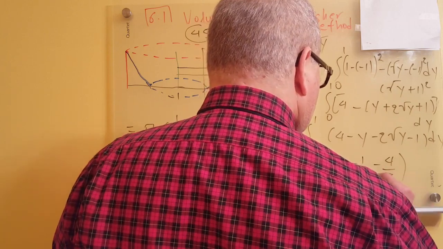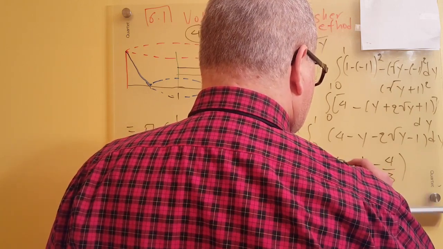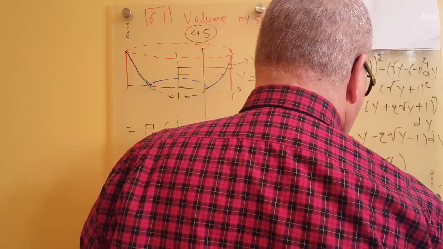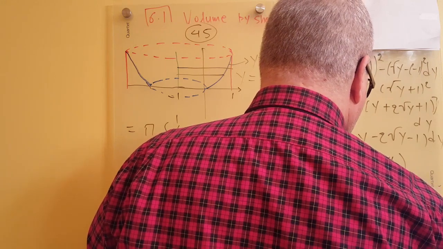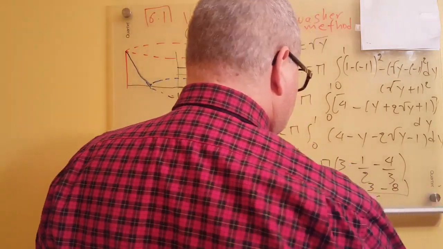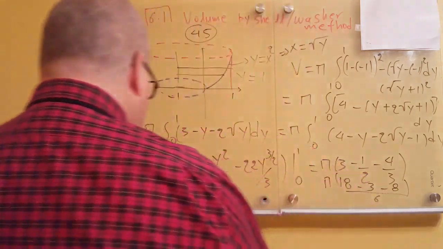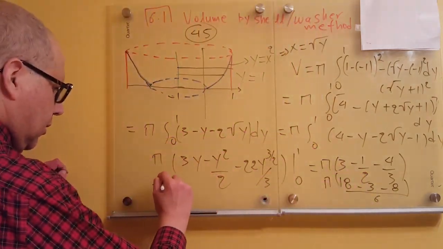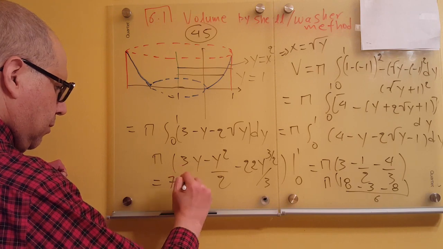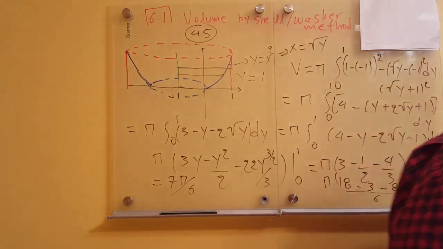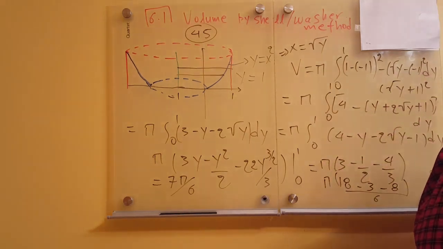So that's pi. Now the least common multiple is 6. 6 times 3 is 18. Minus 3 minus 8 over the 6, which is the least common multiple. So that will give us 18 minus 8, 10, minus 3, 7. So the final answer is 7 pi over 6, which of course agrees with the solution that we have at the end of the book.